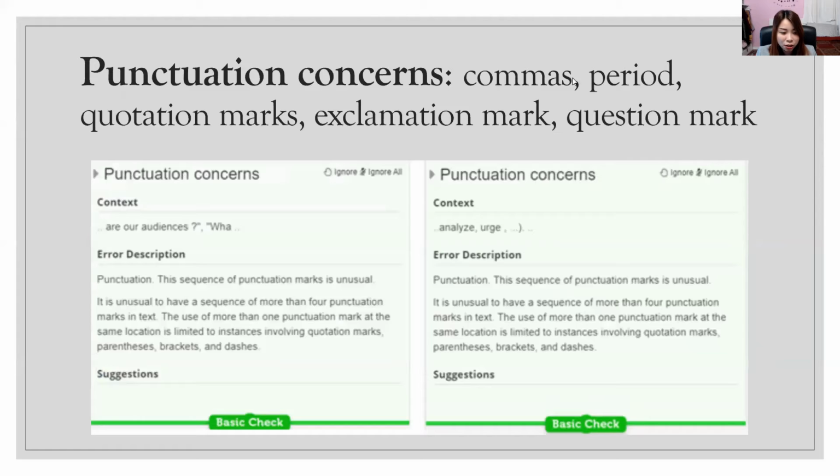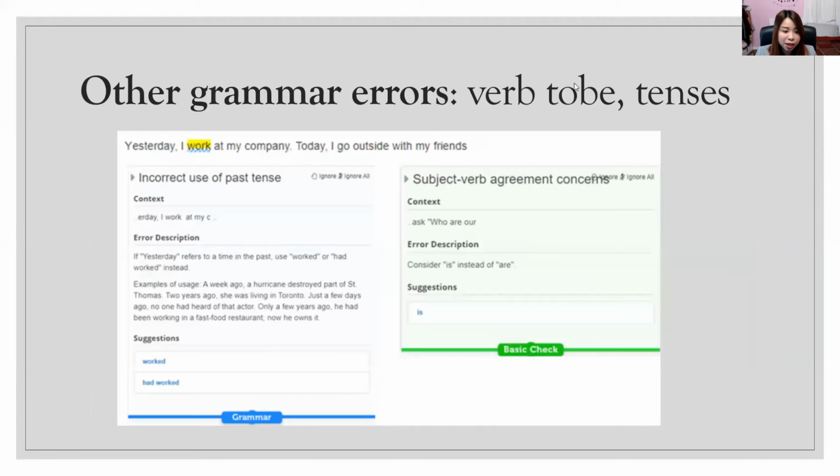About punctuation concern, this includes commas, periods, quotation marks, and question marks. Correct English showed the error in the text and a specific explanation. Finally, other grammar errors include verb to be and tense. We have an example of the present tense and past tense. The software detects the error. It also detects the error when we use the wrong verb to be.